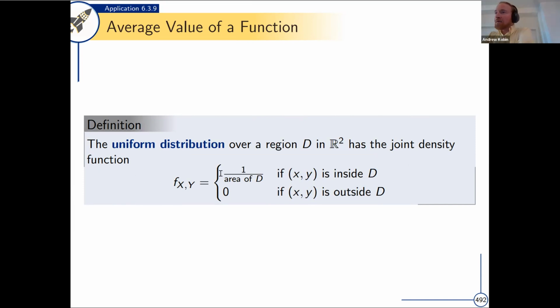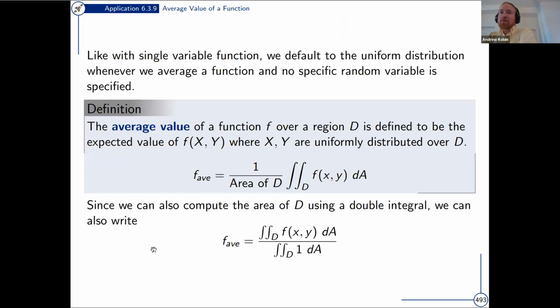If you work out the area formula using the double integral expression for a joint density function, you'll see that you need to divide by the area of D inside of the region and then set the probability to 0 outside of the region. So this is a uniform distribution for two variables. Just like we can compute with single variable functions using integrals to find average values of functions, the average value or the expected value of a given function over a region D is the expected value of the random variable f given by the function of two uniformly distributed random variables x and y.